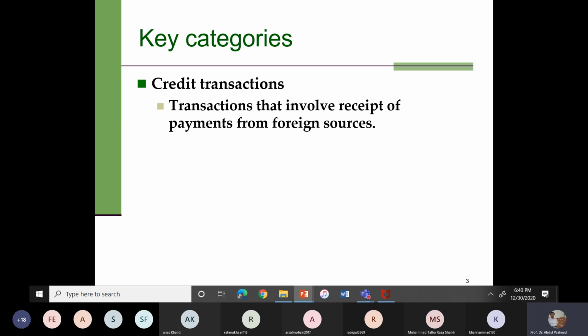So any transaction that involves receipt from the foreigner. So if you are receiving money from the foreigner as a result of any transaction, that transaction would be considered a credit transaction and it will be entered into balance of payment with positive sign. For example, if we export goods, then we will get payment for our exports. So that transaction will be recorded as a credit transaction with plus sign in the balance of payment.